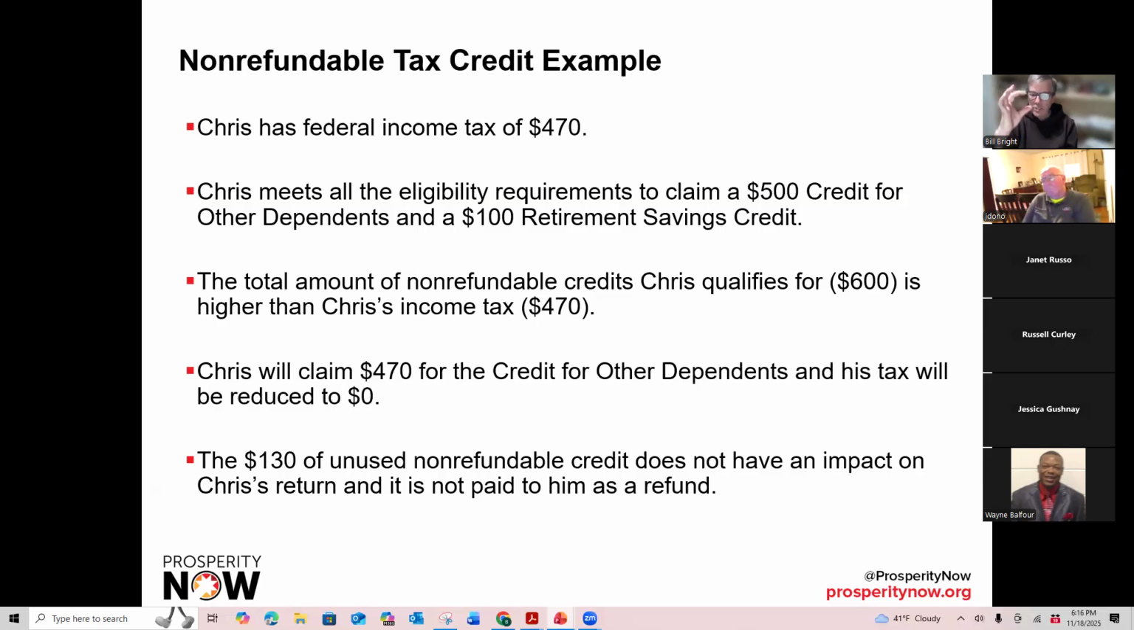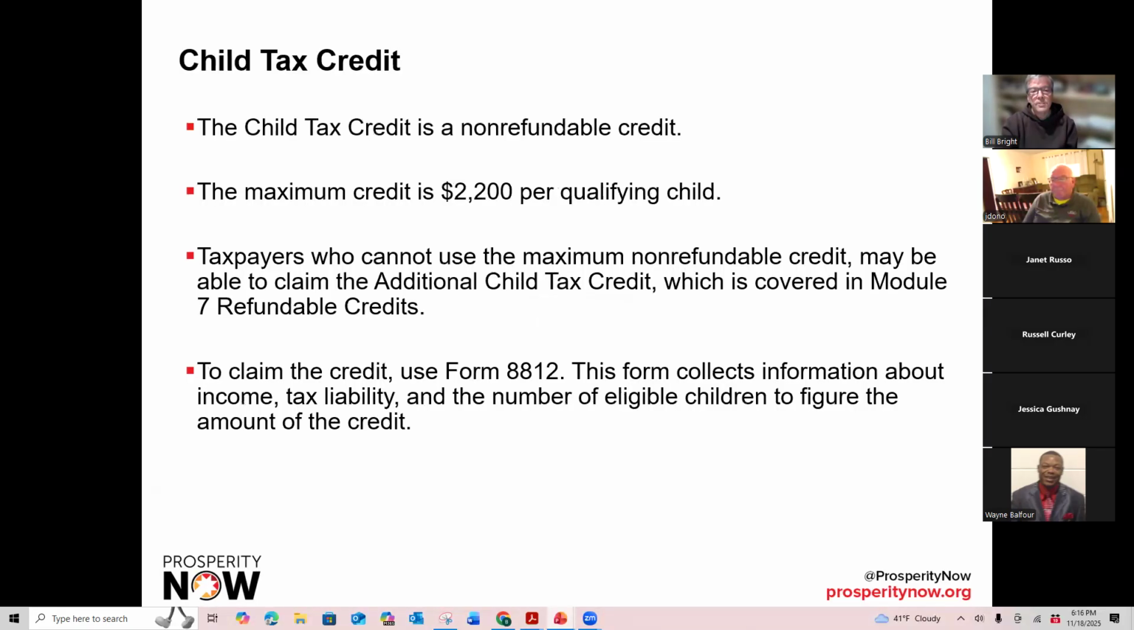And as you're going down the 1040, you'll see how that chips away and it gets to total tax of zero. So the child tax credit, the first part of the child tax credit, is non-refundable. It's $2,200 per qualifying child. Taxpayers who cannot use the maximum non-refundable credit may be able to get the additional child tax credit, which is in the next module, and that's a refundable credit. You'll have to fill out Form 8812, and we'll go through that.